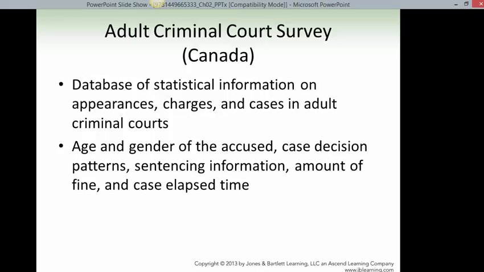Adult Criminal Court Survey, Canada. A database of statistical information on appearances, charges, and cases in adult criminal courts. It includes age and gender of the accused, case decision patterns, sentencing information, amount of fine, and case elapsed time.